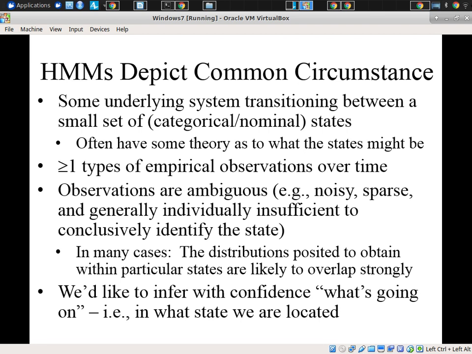So the idea here is we have a common circumstance. We see this all the time in our data needs. We have an underlying system. It's transitioning among a set of states, which we can reasonably describe categorically, perhaps in a nominal fashion. So maybe those states are whether I am walking, whether I am sitting, whether I am engaged in a standing posture, or whether I'm lying down.